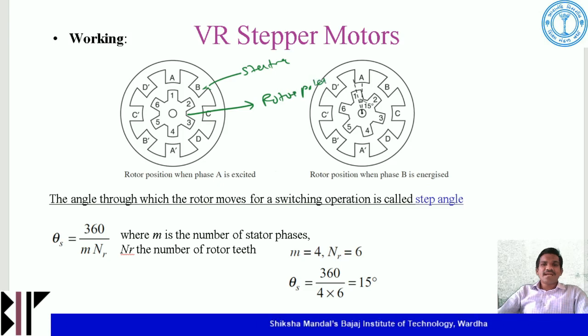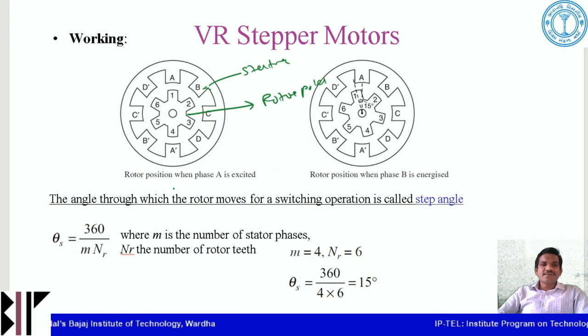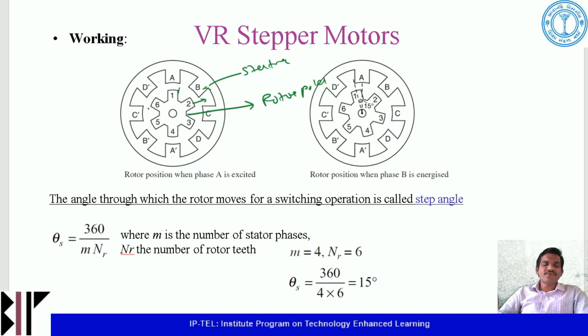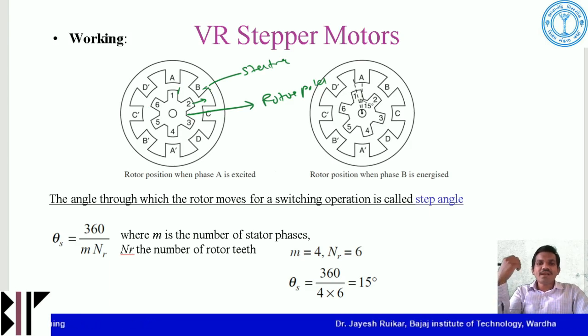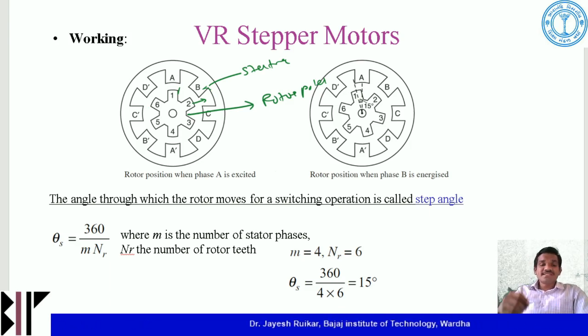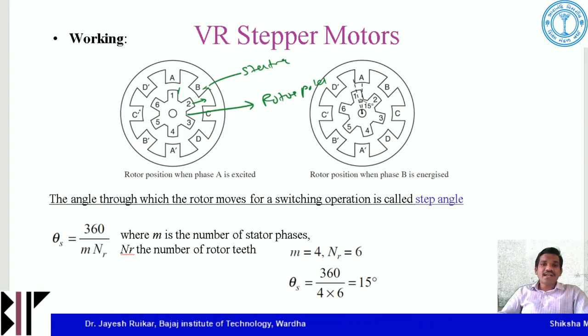This rotor has some teeth, which project outwards, and the stator also has teeth. The number of rotor teeth and stator poles are not equal, because we can see that there are 6 teeth in the rotor and 8 poles in the stator.